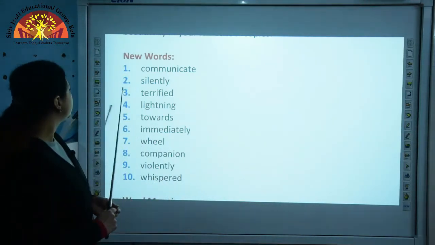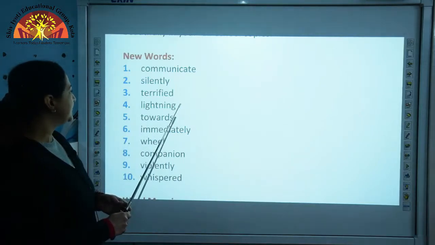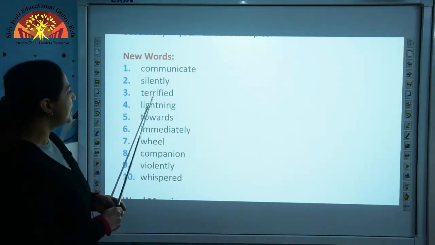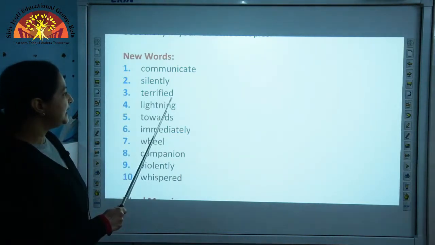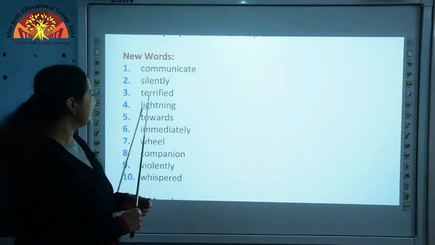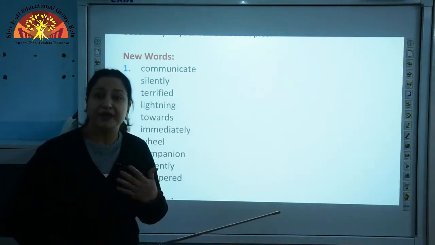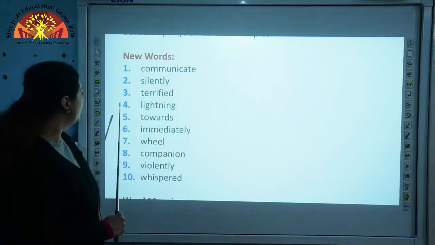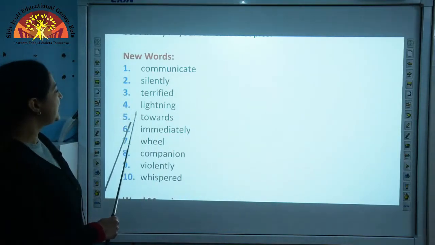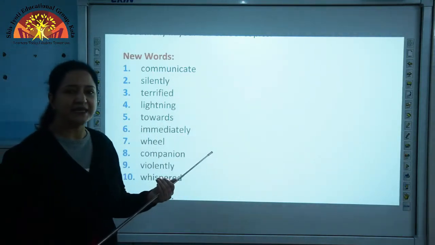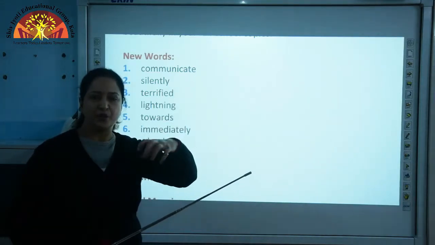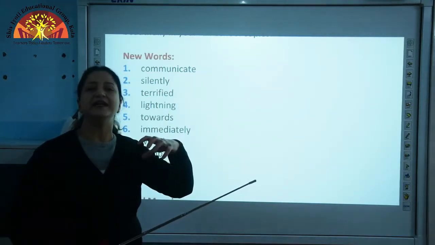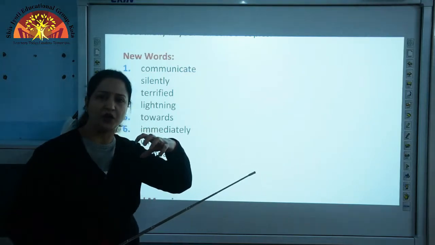Number 3 is terrified, T-E-R-R-I-F-I-E-D. Terrified means feeling fear. Now moving to the fourth word, lightning. Lightning means a ray of light. When it comes on Earth, it means a flash of light. It's called lightning.